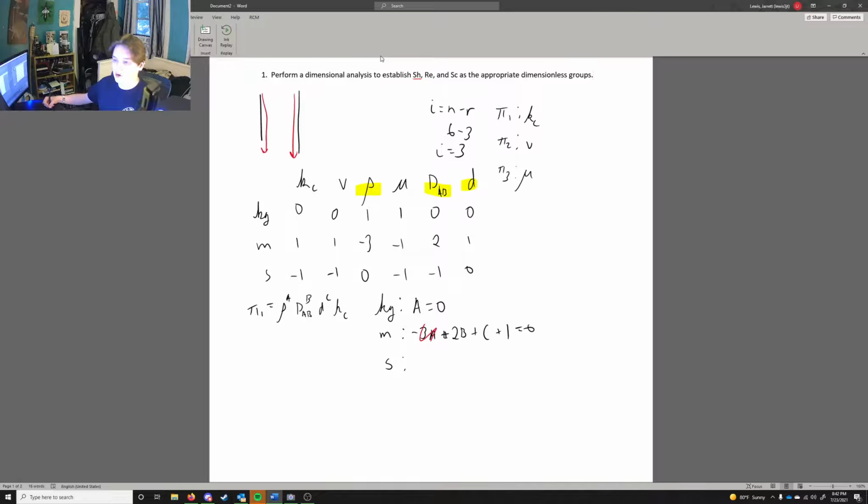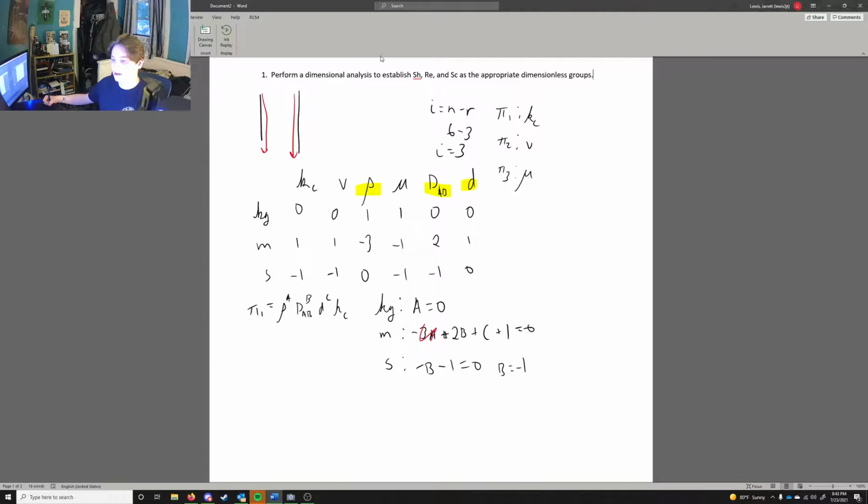Density doesn't have seconds in its units, so we can just skip it. The diffusivity has it in the denominator, so we'll just have a -B, and diameter doesn't have it, so we can ignore it. And then our mass transfer coefficient has it in the denominator as well, so -1 equals 0. As we can see, B is equal to -1. So now we can put that in this equation up here.